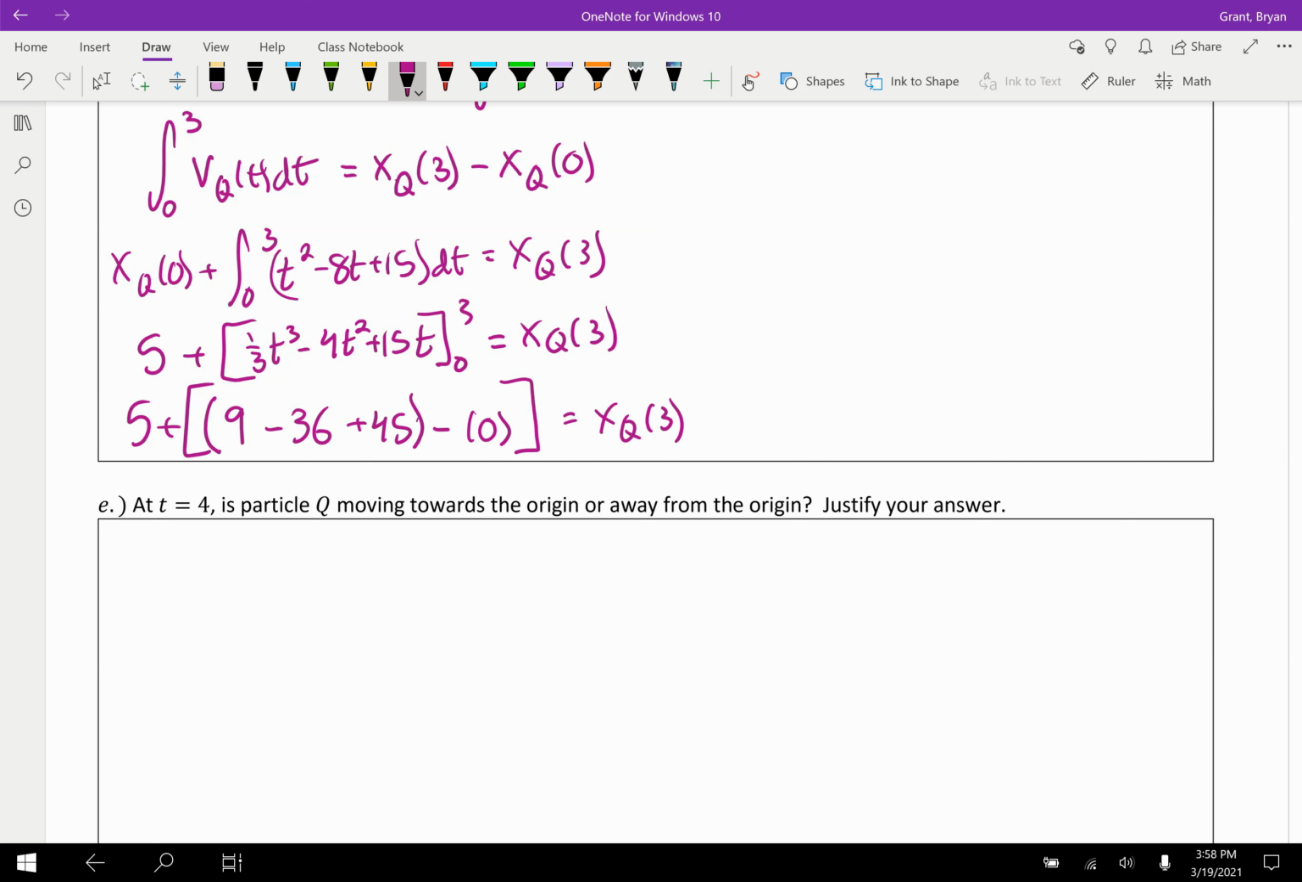Now remember, this being a timed test, if you get to this point, you're like, oh my gosh, I don't want to simplify everything, you can stop right here. That is acceptable as an answer.